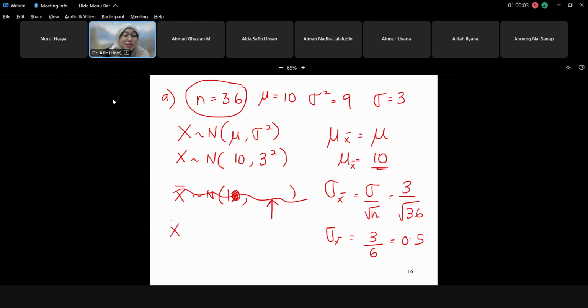X bar n, the mean for the sample, sigma for the sample square, right? So we have x bar n. This one, 10, remains the same. And this one we got from here, 0.5 square, right? So that will be the answer for part A. Once you finish, I would like you to continue with part B and also part C.